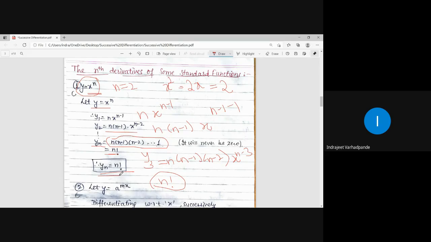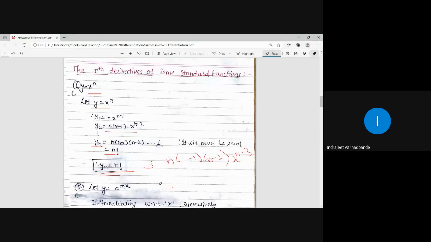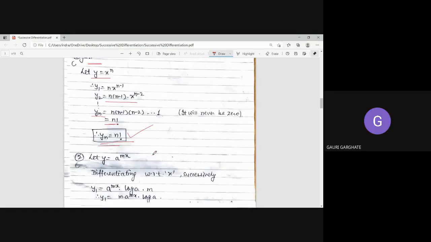So the nth value or nth derivative must be that value which should satisfy each and every case. It should not be limited to certain cases and not applicable to other ones. It should be applicable to all the cases or all the values, right? So that is what we are going to discuss further in the given examples. Completed with this, so yn, the nth derivative, is n factorial. Is it okay? Yes, sir.